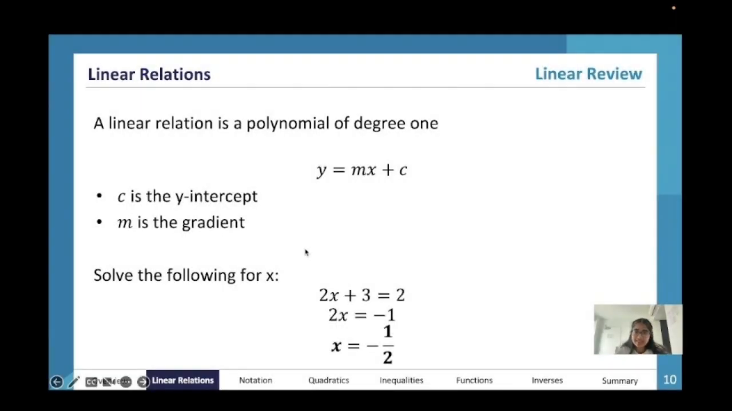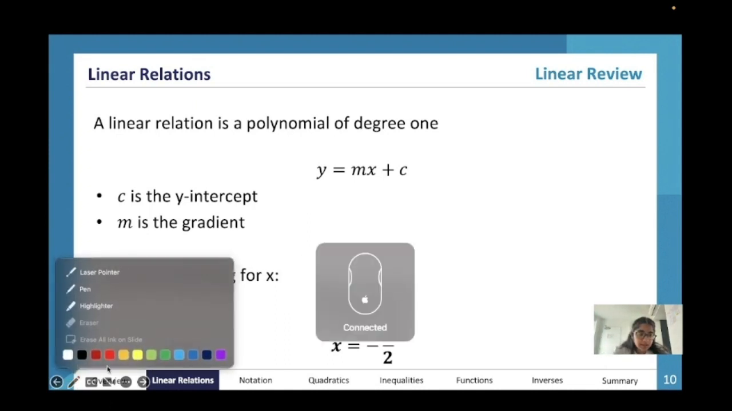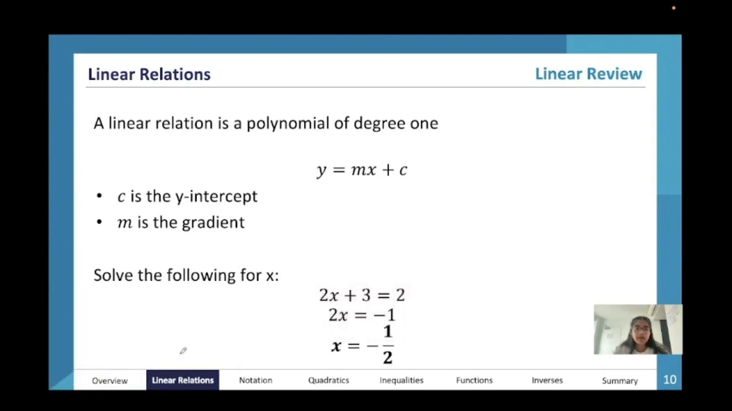So let's get started. Let's start with linear relations. A linear relation is just a polynomial of degree 1. If you remember what a degree is, it's just the highest power of that polynomial. So let me just get the annotation up. Okay, so a polynomial of degree 1, so anything with a power of 1.